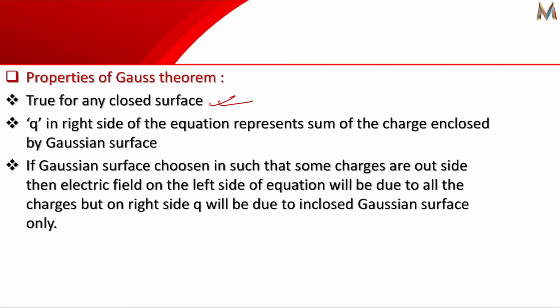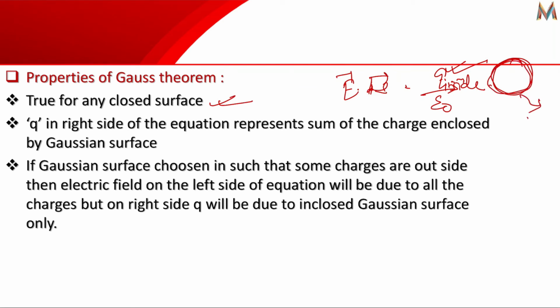It is true. Now Q on the right side of the equation, what is the equation? Equation is that the integral of E dot ds equals Q upon epsilon naught. This is Q inside, actually, Q inside upon epsilon naught. So Q on the right side of the equation represents the sum of charge enclosed by the Gaussian surface. This Q is the charge enclosed by the Gaussian surface. If this is the Gaussian surface, then whatever charge this Gaussian surface includes is represented by this Q inside.